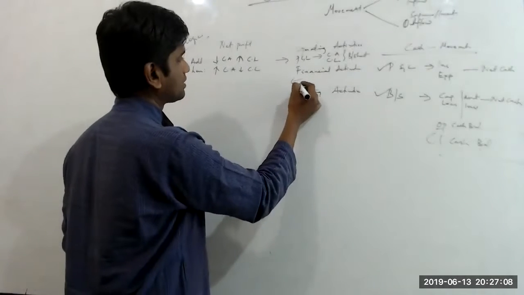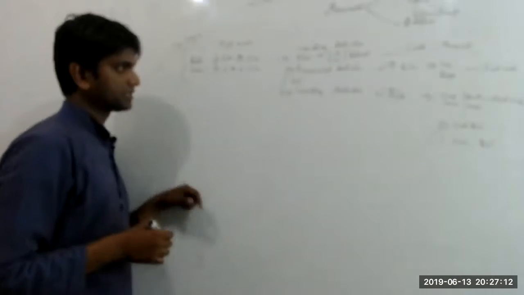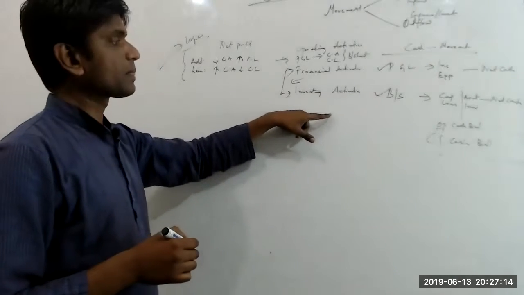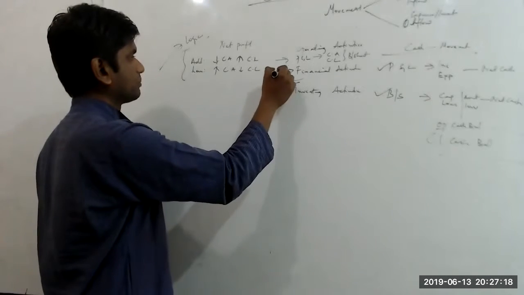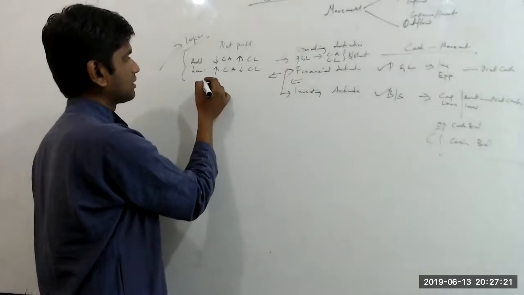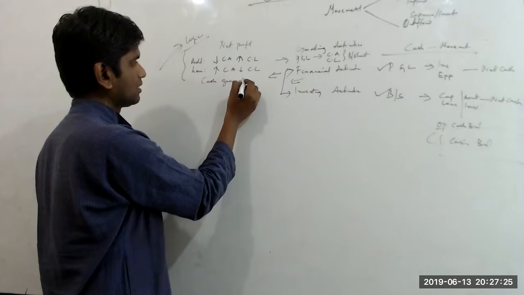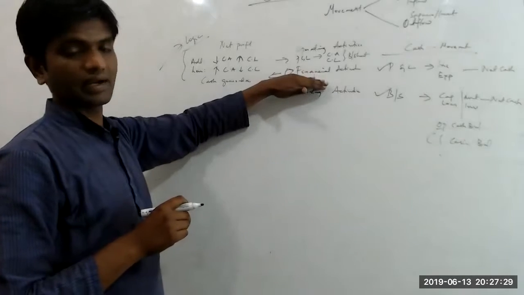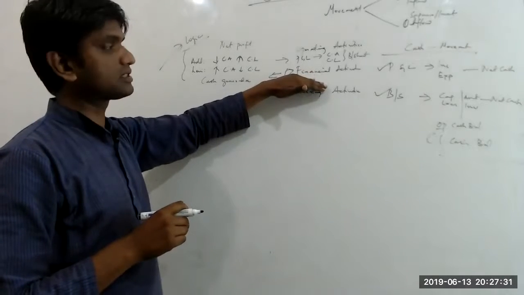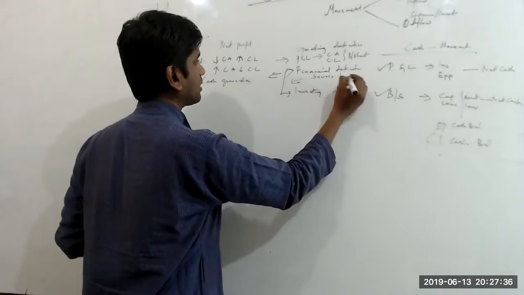So next one is the financial activities. Most of the students confuse between a financial activity and an investing activity. So the difference is quite simple. The financing activities is nothing but the cash generation. So where does the company's finance come from? What is the source of finance for the company?